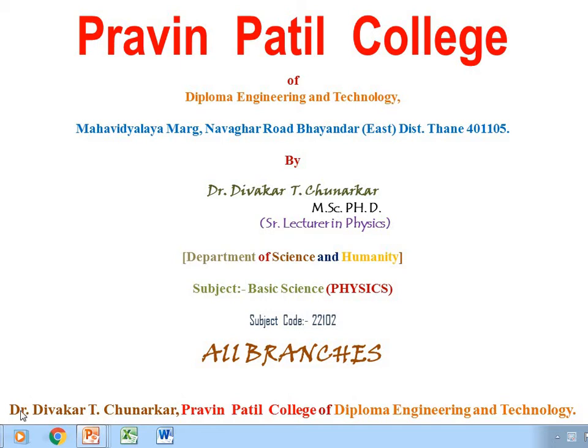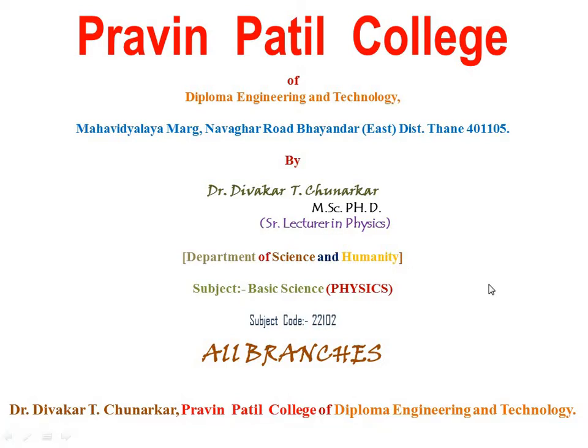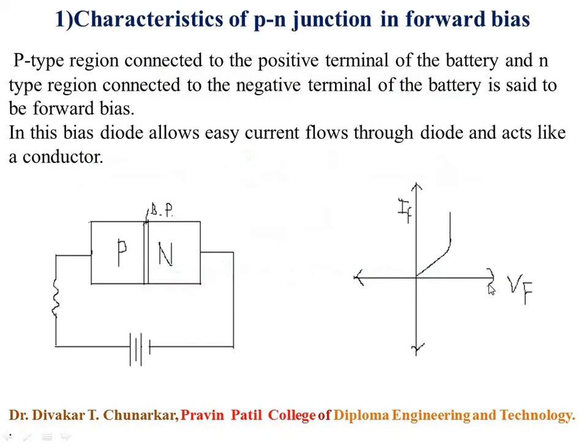Good morning, everybody. Last time we explained the barrier potential, the PN junction diode, and then the factors affecting barrier potential. This time, we will explain that when P-type semiconducting material is connected to the positive terminal of the battery and N-type semiconducting material or region is connected to the negative terminal of the battery to form the junction, this is forward bias.